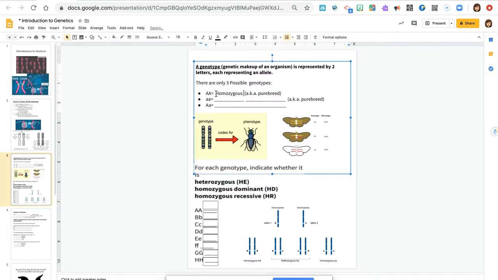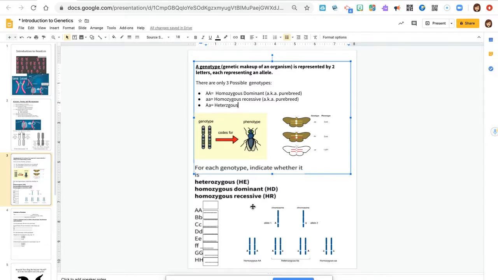homozygous dominant. Homo means the same. Dominant means uppercase. Homozygous means the same. So double lowercase is going to be homozygous recessive, which is also pure breed because there's no mixed genes. It's just 100% recessive or 100% dominant. When you have a mix, a capital and a lowercase, you have something called a heterozygous genotype.